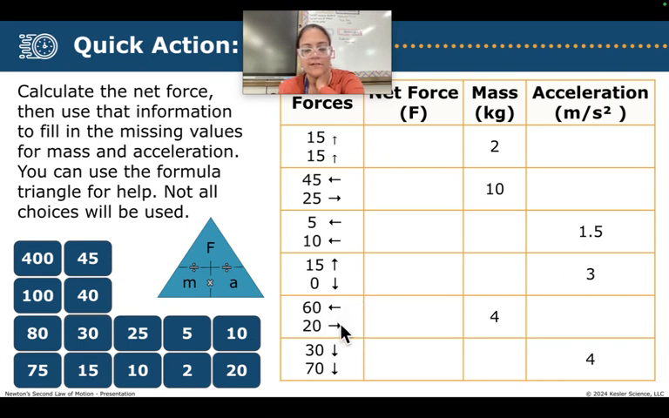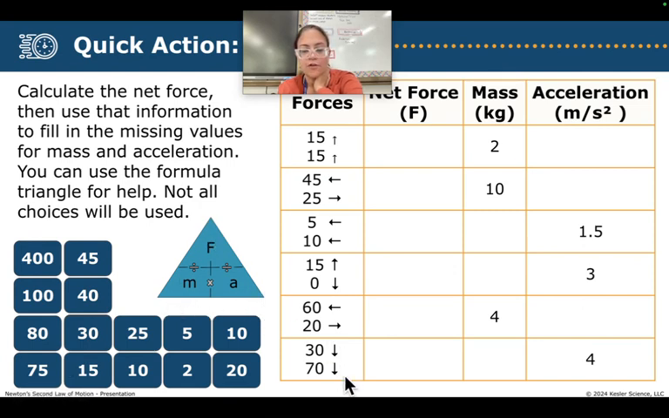Here, 60 to the left, 20 to the right, so you're going to subtract those two and get your net force because they're opposite directions. You have your net force and your mass, so you're going to divide your force by your mass to get your acceleration, because that's what the triangle says to do.